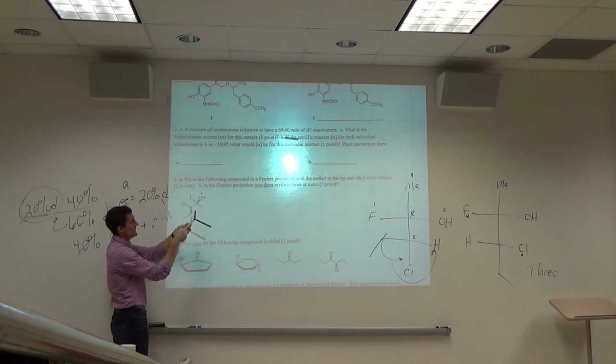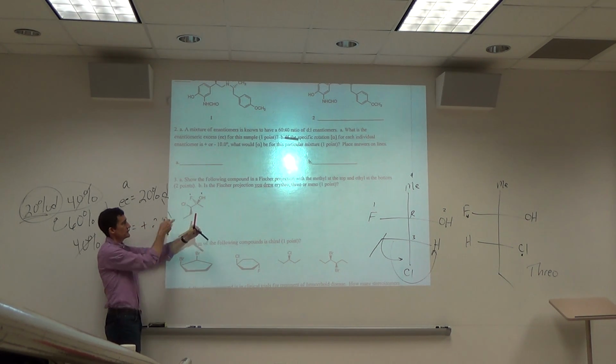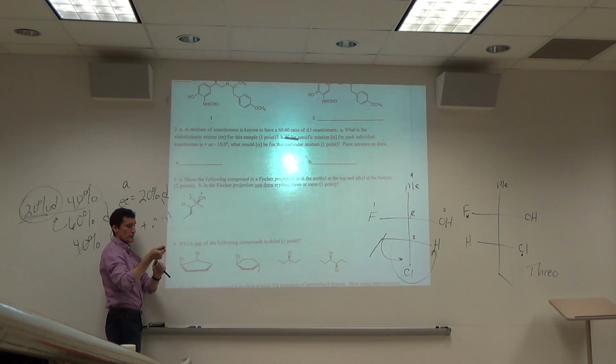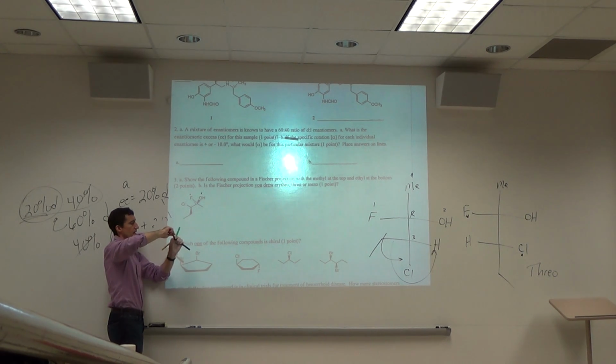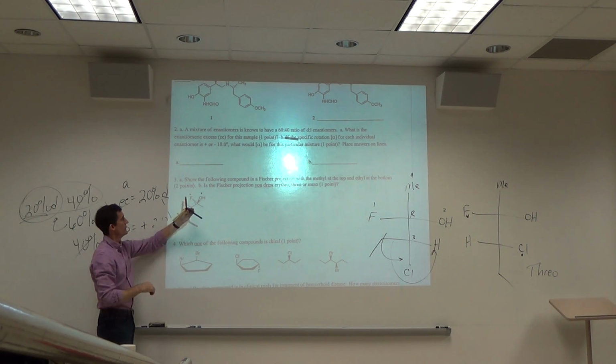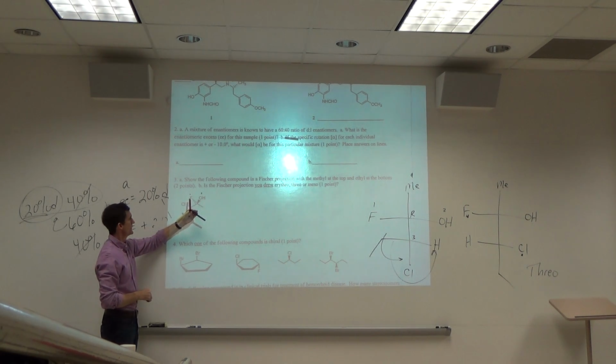Carbon in plane that way. This is the carbon attached to all this other stuff over here. Fluorine is green, going back, fluorine green. Hydroxy is red. There's the compound on the board.